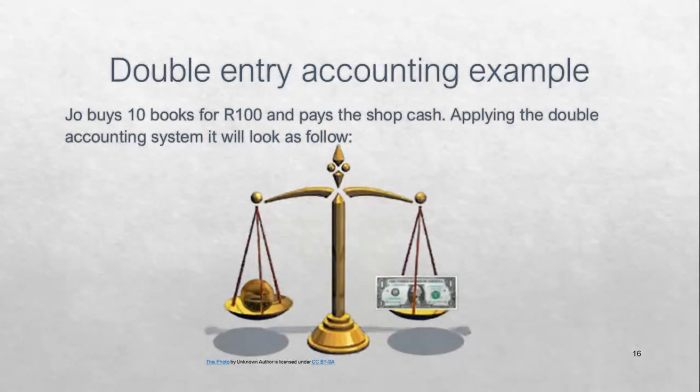Okay, let's repeat that again. Based on the example where Joe buys 10 books for 100 Rand and pays the shop cash, what would the double entry be in this example? So what would you debit and what would you credit?